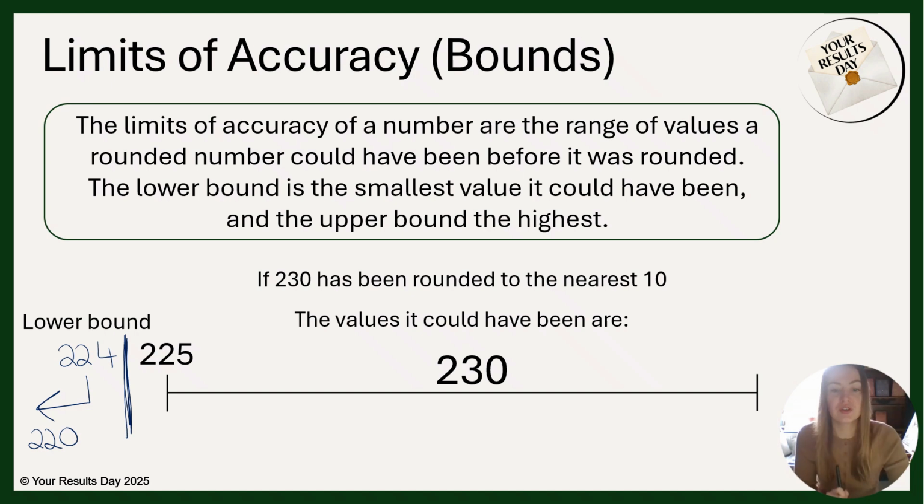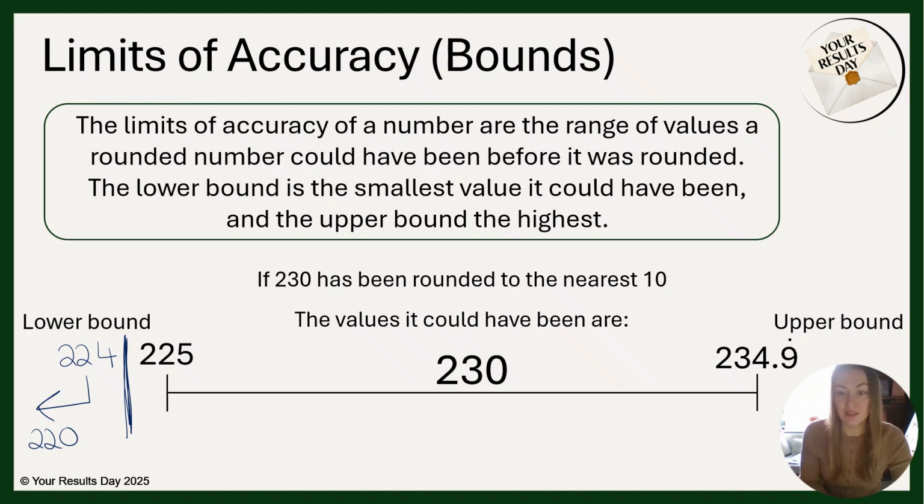And then we go to the upper bound. So 234.9 recurring is technically the upper bound, because if we went a tiny bit higher to 235 and rounded that to the nearest 10, that would round to 240. So again, there's that cutoff. So when rounding to the nearest 10, we can see that 225 is the lowest number we could be, and 234.9 recurring is the largest number we could be, and so those are our limits. And that's why we call them limits of accuracy.